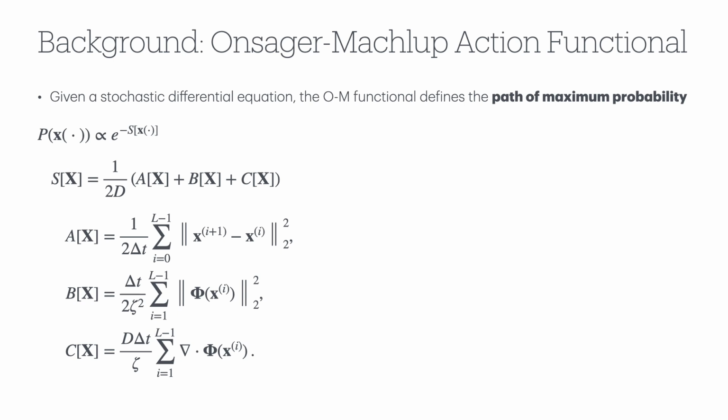So let's look at all of these terms, and I'll explain them intuitively. This A term has something to do with x at i plus 1, the difference of x_{i+1} and x_i, so the norm of this difference squared.